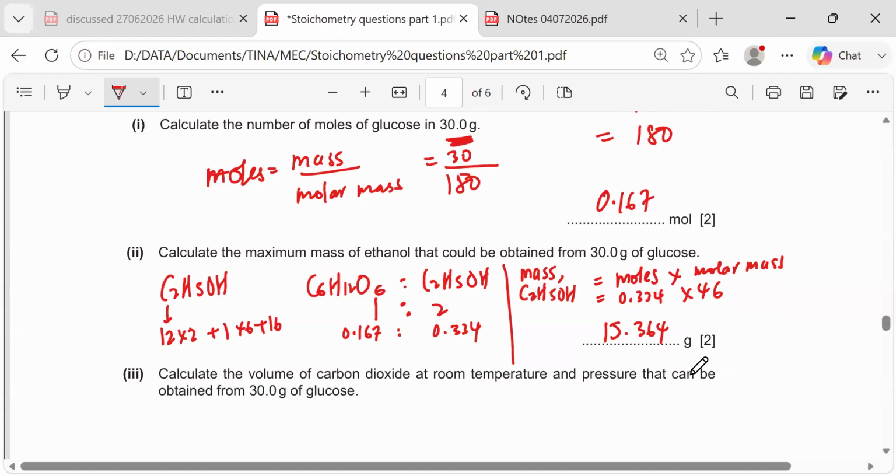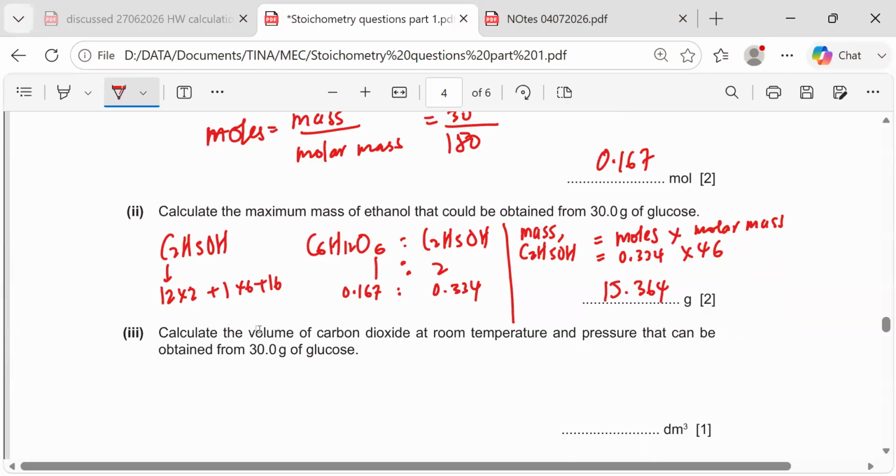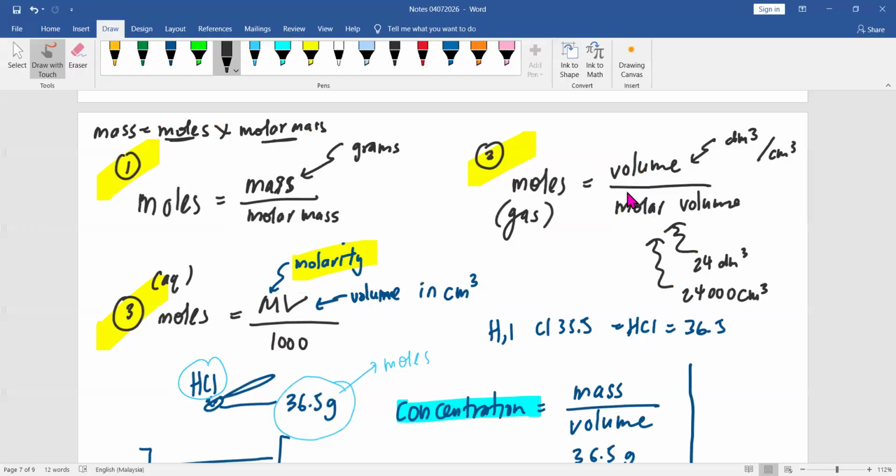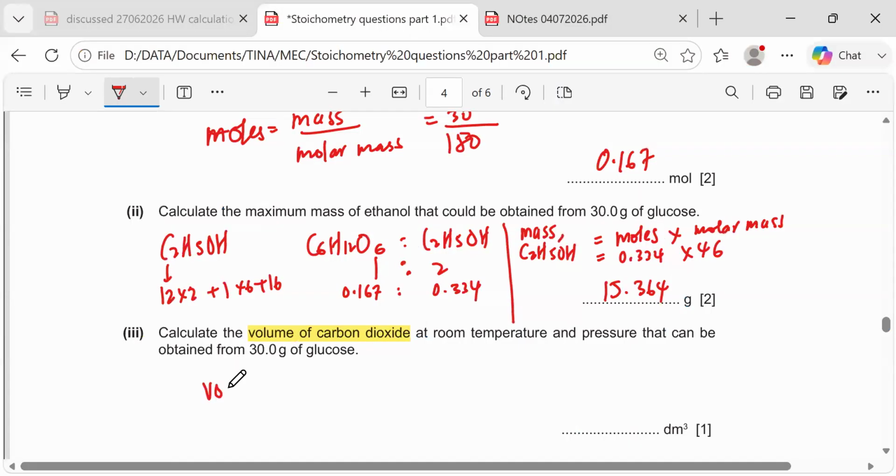Calculate the volume of carbon dioxide. Okay, volume of carbon dioxide. Is carbon dioxide a gas or an aqueous? Gas. So which formula do I use? 1, 2, or 3? 2. So if amount of moles is volume over molar volume, then I'm looking for volume. What is it? Moles multiply molar volume. Get it? Alright, so volume equals moles multiply molar volume.